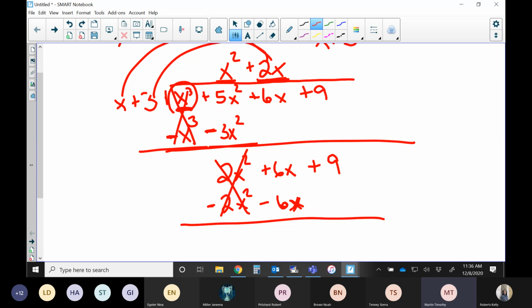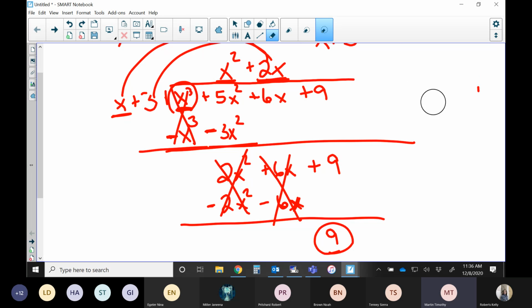These cancel out. That's good. These actually end up canceling out too. That doesn't always happen. And then I'm left with just a 9. Can I make x become a 9? Can I say x times something gets me to a 9? No, you can't. So that means that 9 is my remainder.